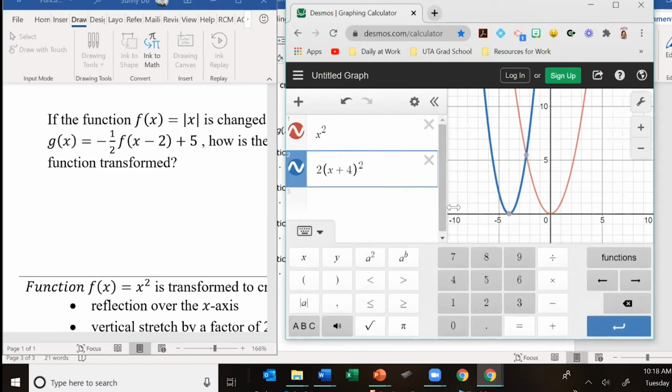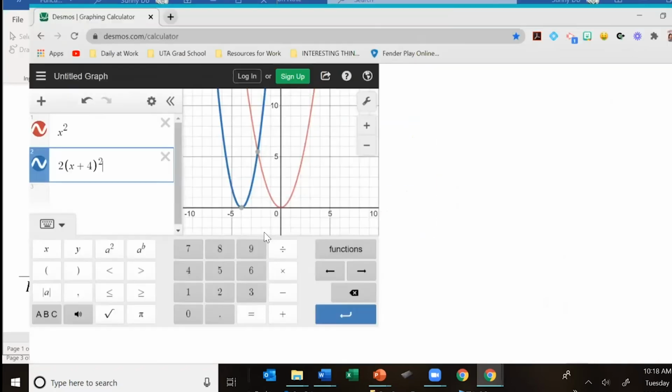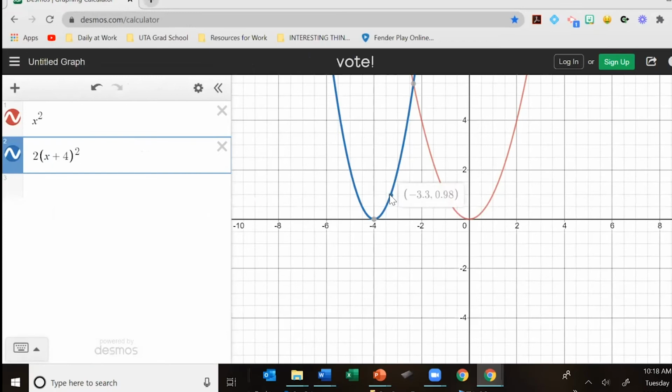As you can see right here, the graph is being stretched. The new graph is the blue graph, right? It's stretched out, so it's thinner, and it's moved to the left 4 units, just like we predicted earlier based on the rules. Yeah, so there we go.